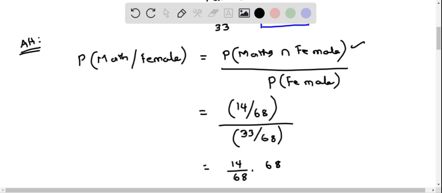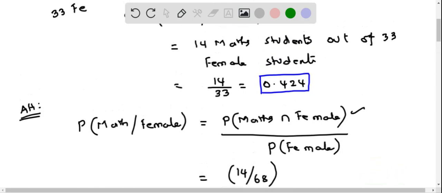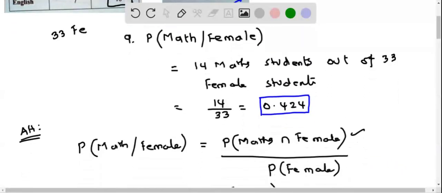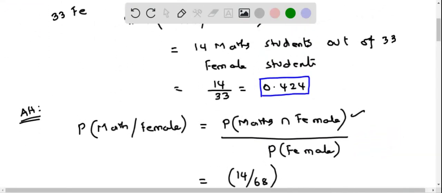We multiply by its reciprocal, that is 68 over 33. And so this equals, you can cancel these two, so we get 14 over 33, and this equals 0.424, approximated to 3 decimal places. So once again, we get the same answer as we obtained using the conceptual method. That is, the probability of math given that the female student is 0.424.